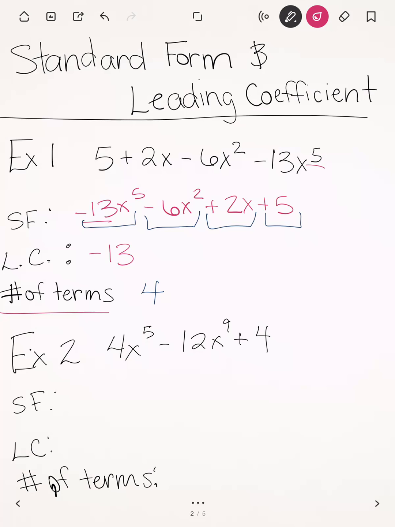Okay, looking at example 2, to put it in standard form, I need my biggest exponent, which would be x to the 9th. So I have a negative 12x to the 9th plus 4x to the 5th plus 4. My leading coefficient, the number in front of the variable with the biggest exponent, is negative 12. And I have 1, 2, 3 terms, again separated by plus or minus signs.